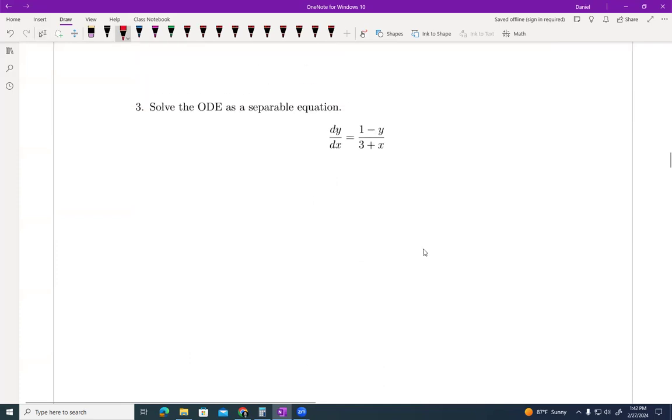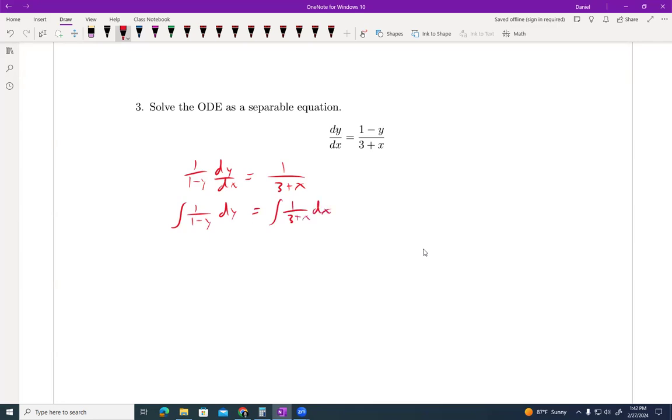Okay, now we're going to solve this problem as a separable equation. So we need to divide by 1 minus y. So we get 1 over 1 minus y dy dx is equal to 1 over 3 plus x. And now we'll integrate both sides with respect to x. When we do that, the dx is canceled off on the left-hand side, so it's just the integral of 1 over 1 minus y with respect to y. On the right-hand side, we get the integral of 1 over 3 plus x with respect to x.